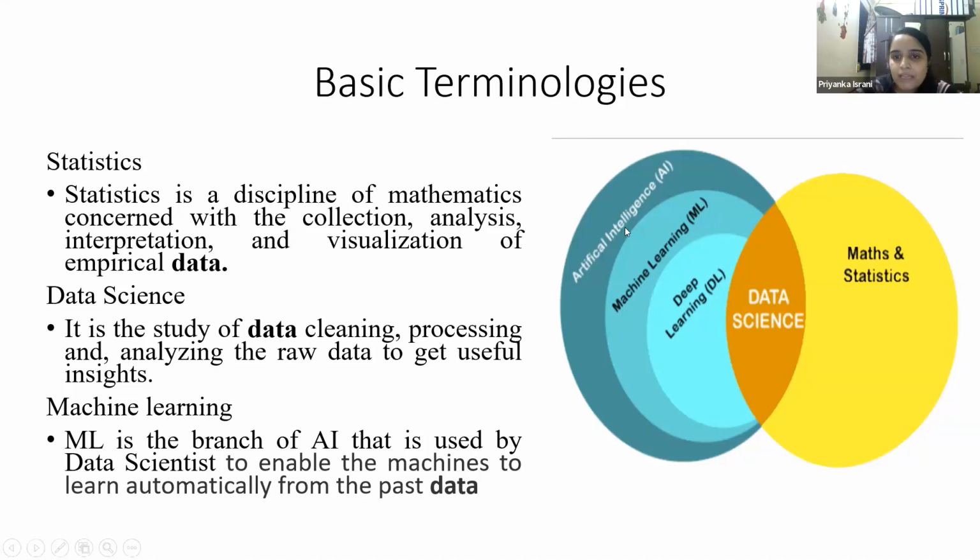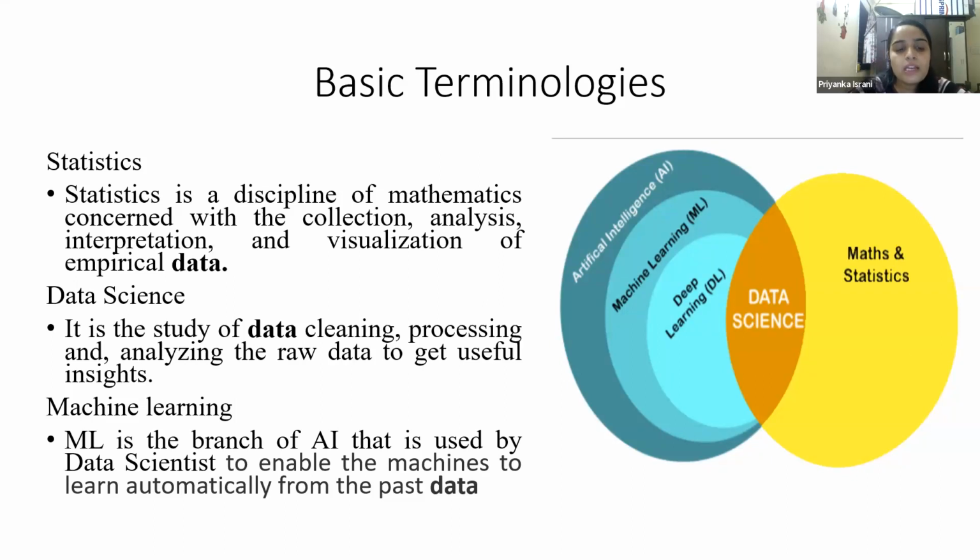As I told you, artificial intelligence is a super domain. It has subdomains such as machine learning and deep learning. Machine learning is training the machine on previous data. The machine means computers. We are training our computers by using algorithms on the previous data and getting insights about the future, like house price prediction.